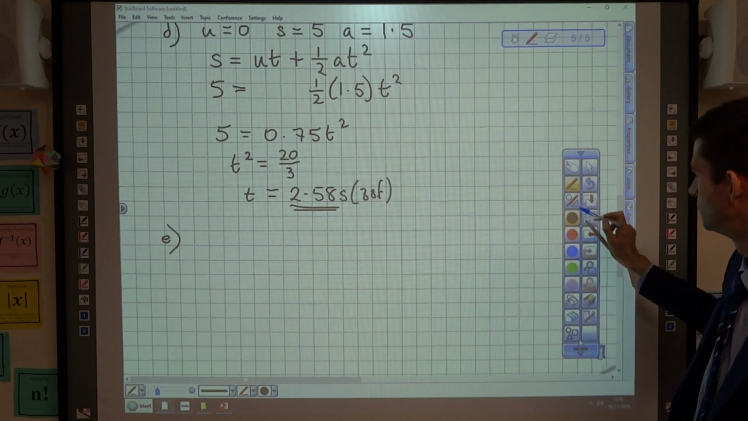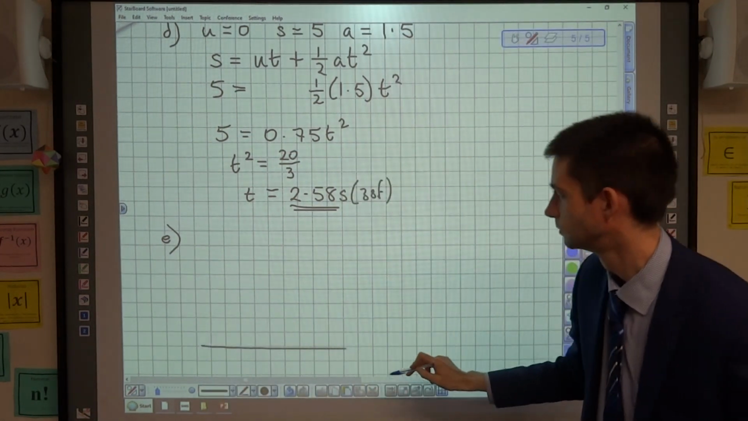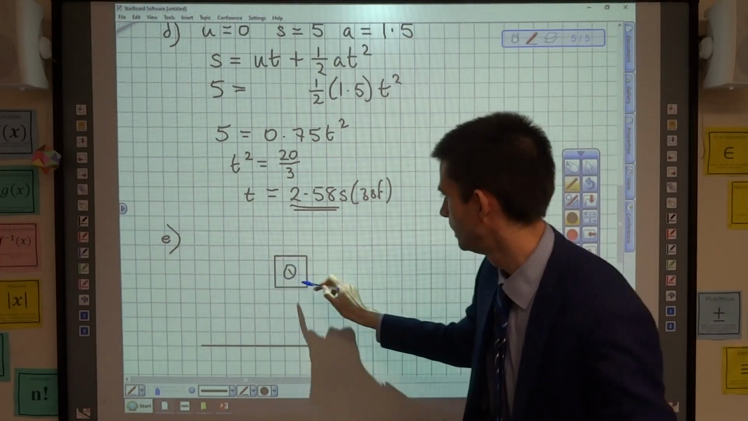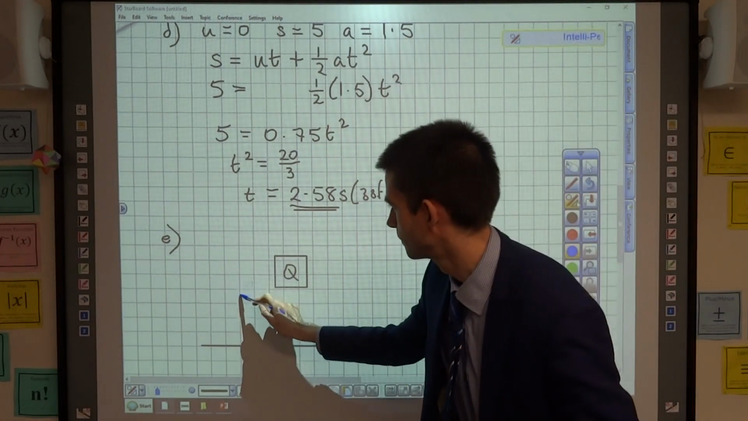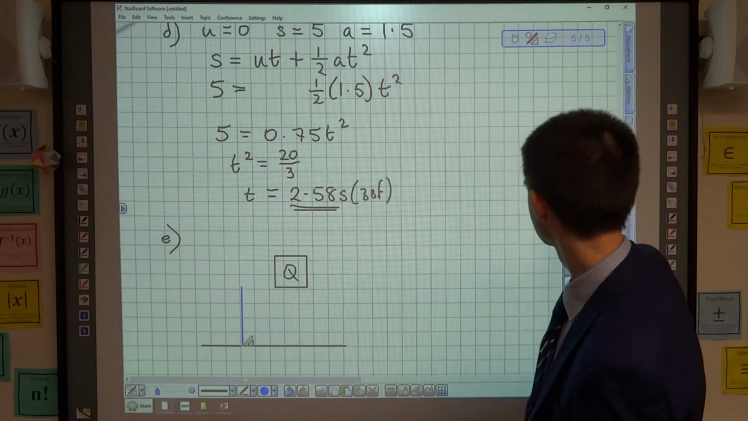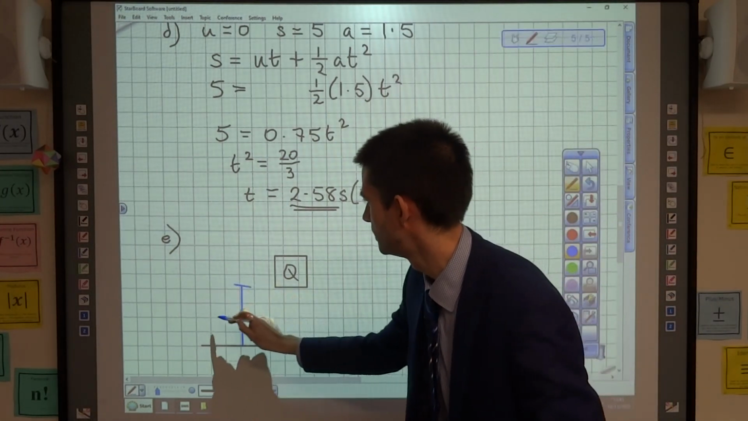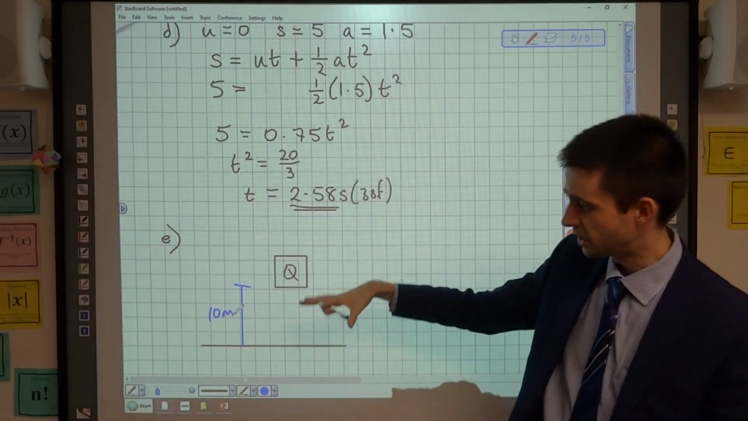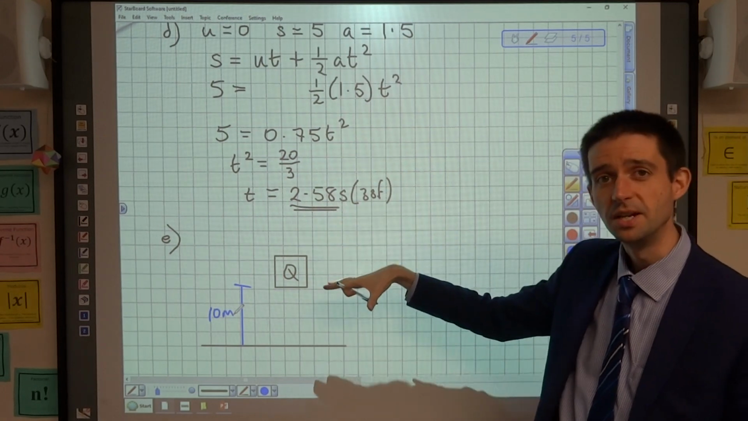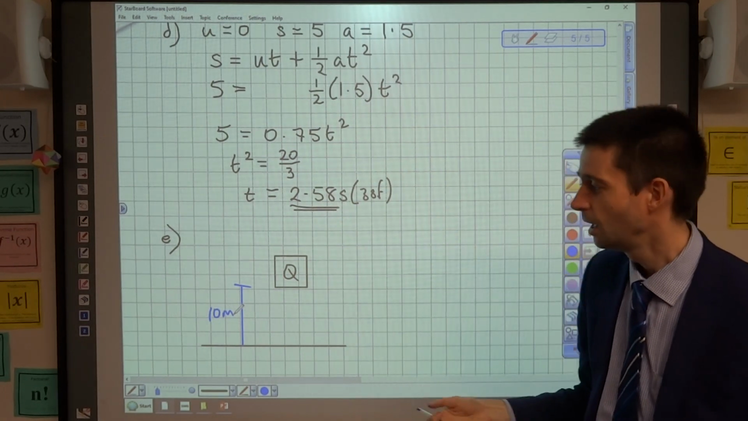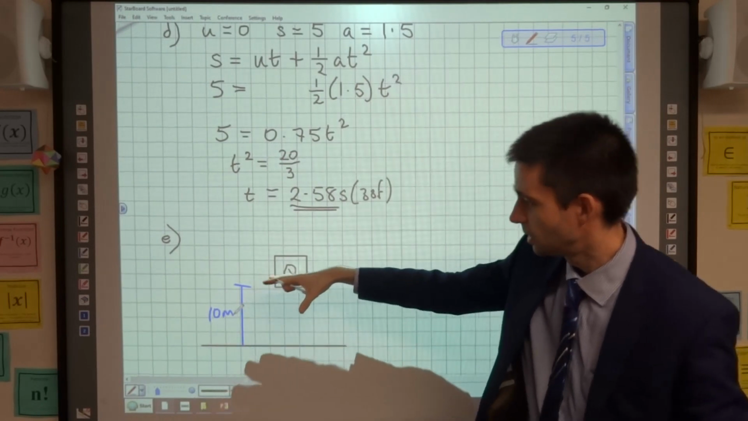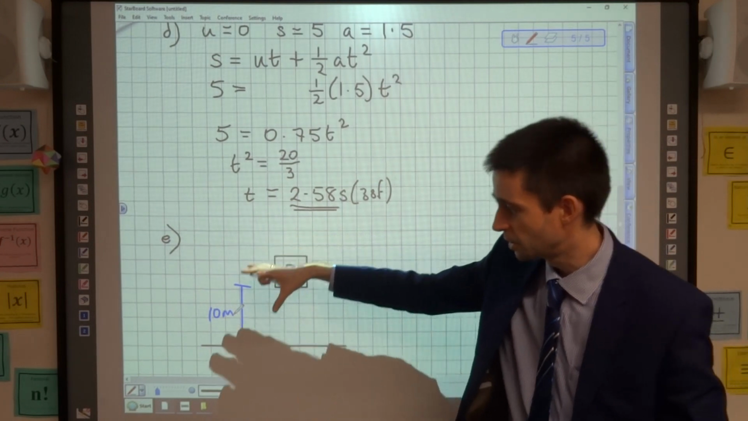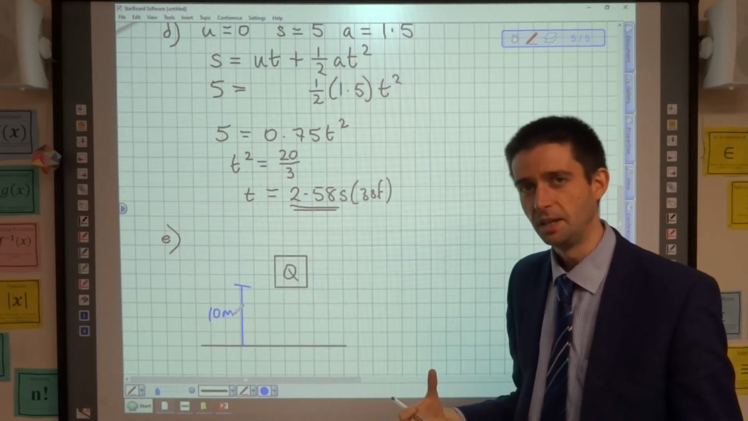When P hits the floor, Q is going to be a distance of 10 metres above the ground. Because if P has descended 5 metres, Q has ascended 5 metres, so overall it's now 10 metres. When P hits the ground, Q is going to continue to travel upwards for a bit, but because P hits the ground, there's no tension in the string anymore.